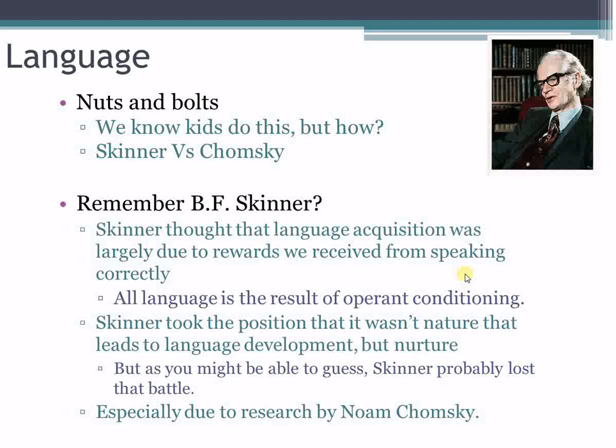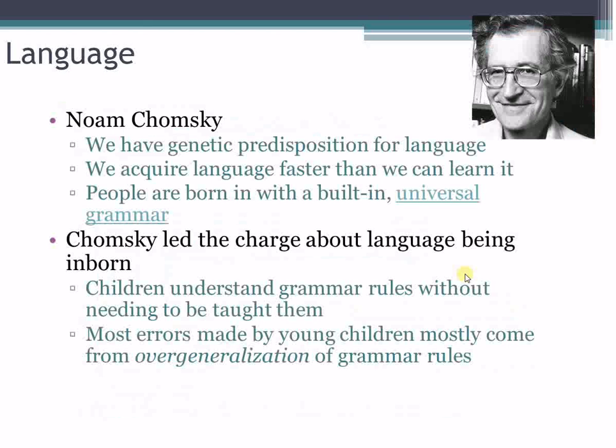This seems to be a really difficult way to explain this phenomenon, and as you might guess, Skinner essentially lost this battle to another guy by the name of Noam Chomsky. Noam Chomsky is a linguist, and he argues that we have a genetic predisposition to learn language. Some of the basis for this argument is that children acquire language faster than they could theoretically learn it using operant conditioning principles. He argues that people have a built-in universal grammar.